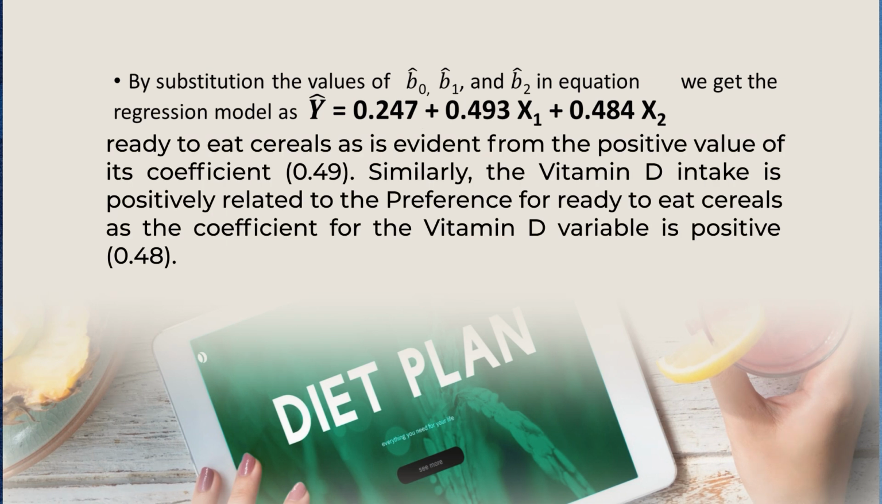This estimated regression equation indicates that the protein intake is positively related with preference for ready to eat cereals, as is evident from the positive value of its coefficient as 0.49. Similarly, the vitamin D intake is positively related to the preference for ready to eat cereals, as the coefficient for the vitamin D variable is positive, as the estimated value is 0.48.